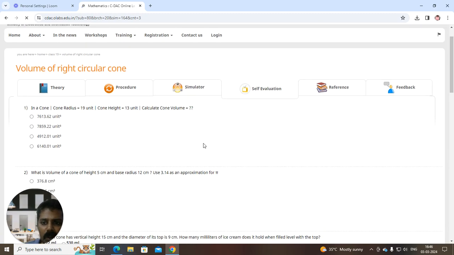You can have some more questions here, such as how to find the volume of a cone given the radius and the height of the cone. Thank you.